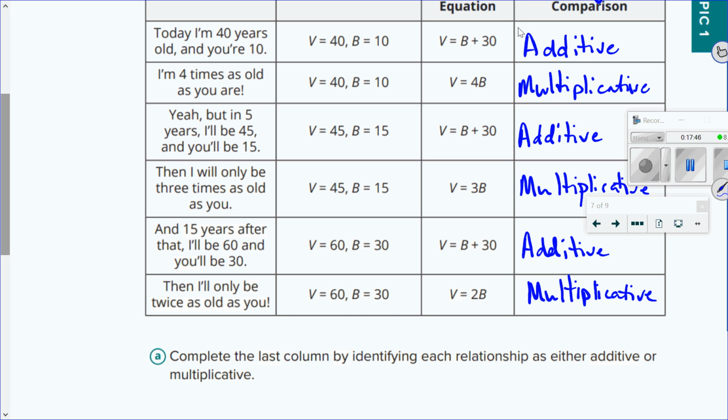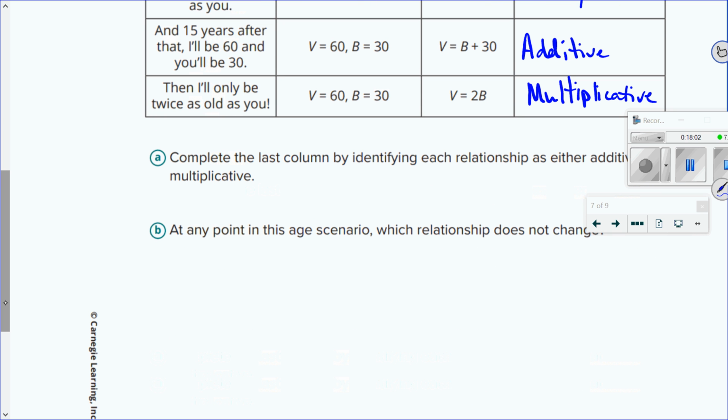Additive versus multiplicative. Now, as you look through the list of equations, which one never changed? Additive. It was the exact same equation every time. So for part B, which relationship does not change? Additive never changed. Because that was just looking at the difference between the two ages. Which even after Vicky dies, as we've noted, that relationship will always be there. His aunt will have always been that much older.